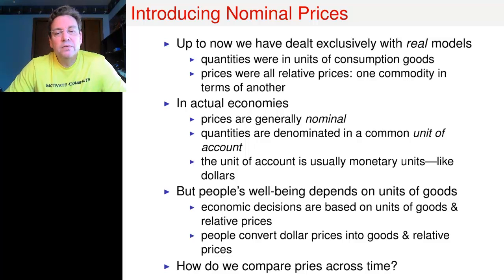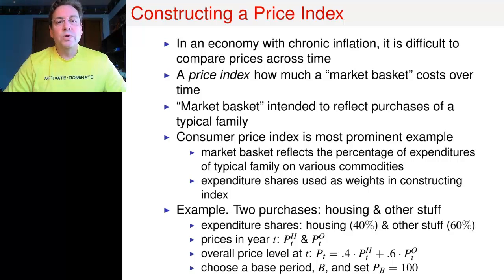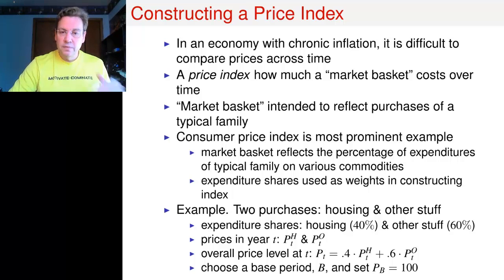People's well-being depends on how much they can consume, and therefore depends on units of goods. And so what we're going to want to do then is convert dollar prices into goods and relative prices. And then we can ask questions like, how do prices compare across time? Well, to do that, what we want to do is create something called a price index. A price index tells us how much a market basket of goods costs over time, where this market basket basically reflects the purchases that a typical family would make.